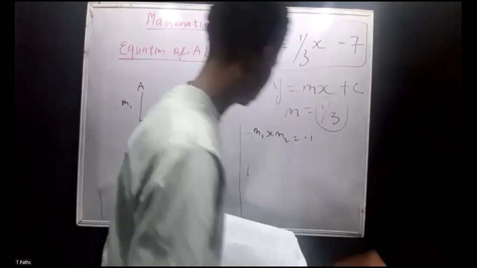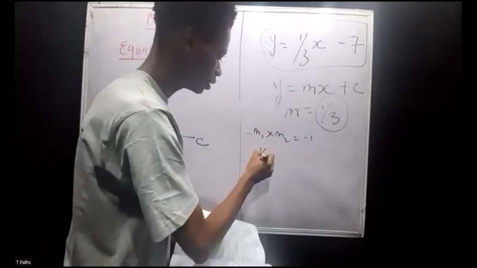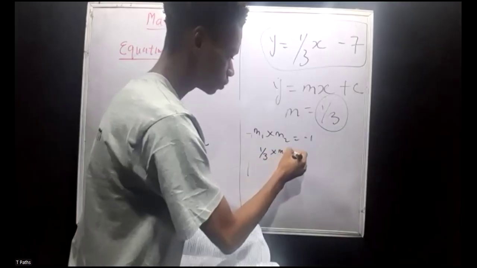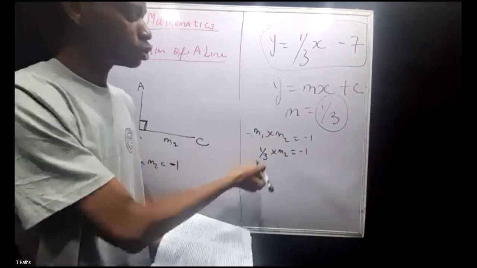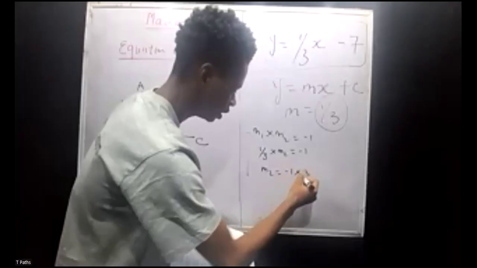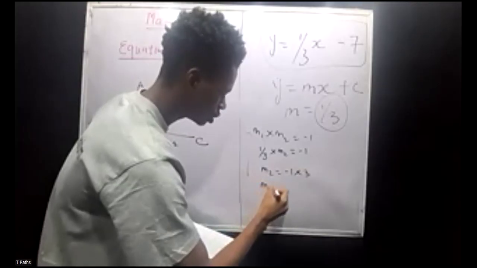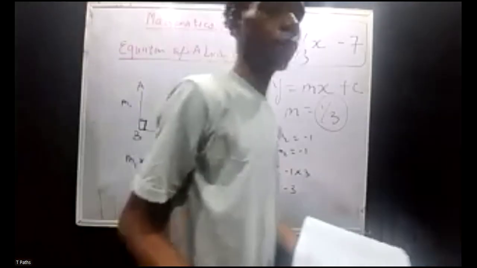So m1 is 1 over 3, times m2 is equal to -1. For me to get the value of m2, I'm going to multiply through by 3. So I'll have m2 is equal to -1 times 3. m2 is equal to -3. So the slope of the perpendicular line is -3, which is option D.